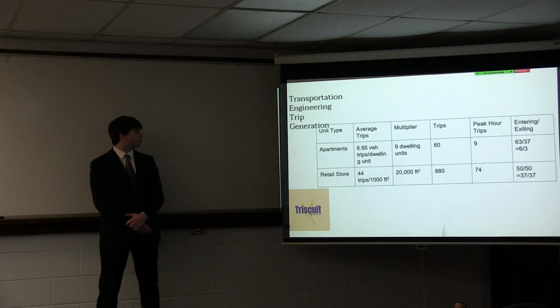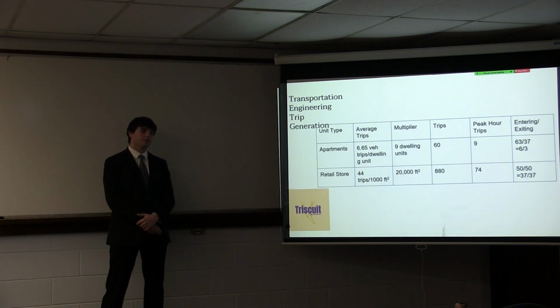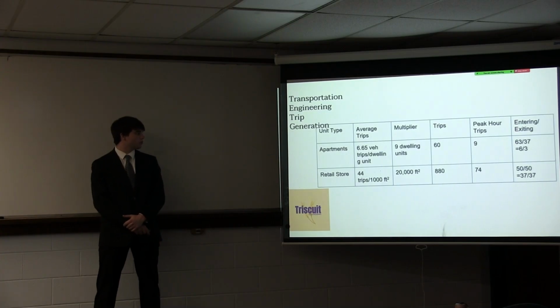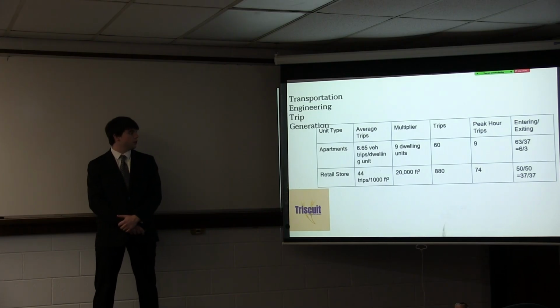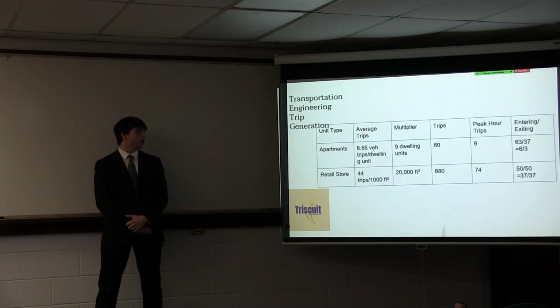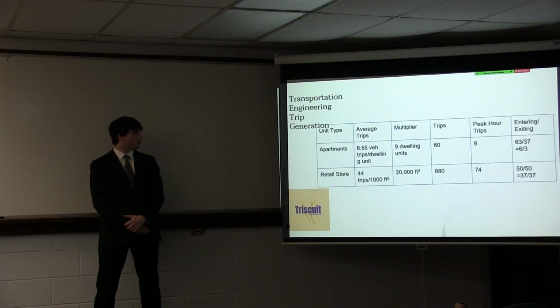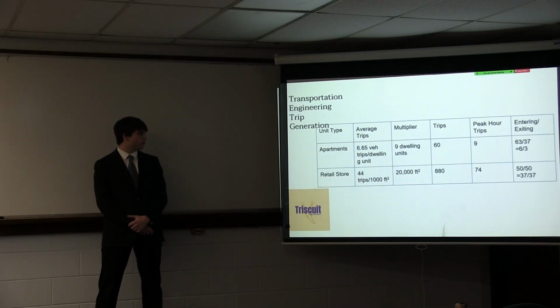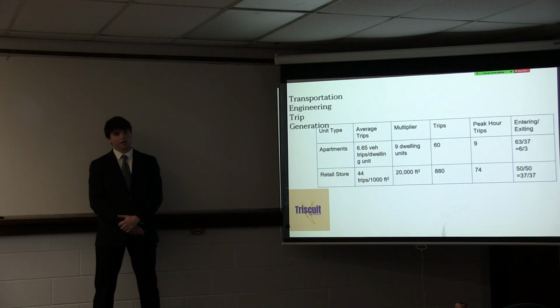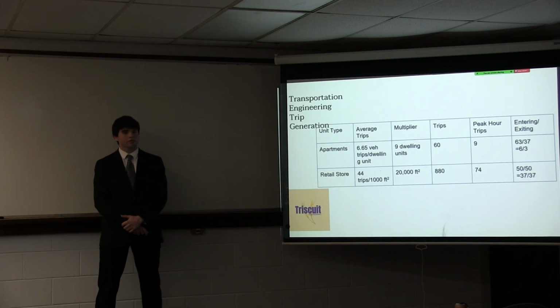So here's some trip generation. Our building will be divided into 2 floors, apartments and a retail store. Using this, I found the average trips for each with the 9 units of the apartments and the 20,000 square foot retail store, which brings the peak hour trips to about 83 extra. And then there's some entering and exiting data, which is even for the retail store and more entering for the apartments at peak.